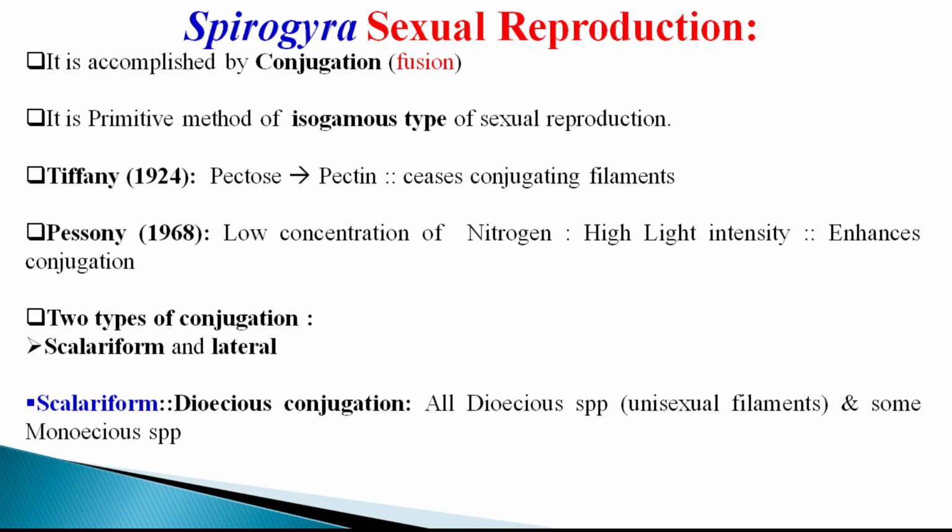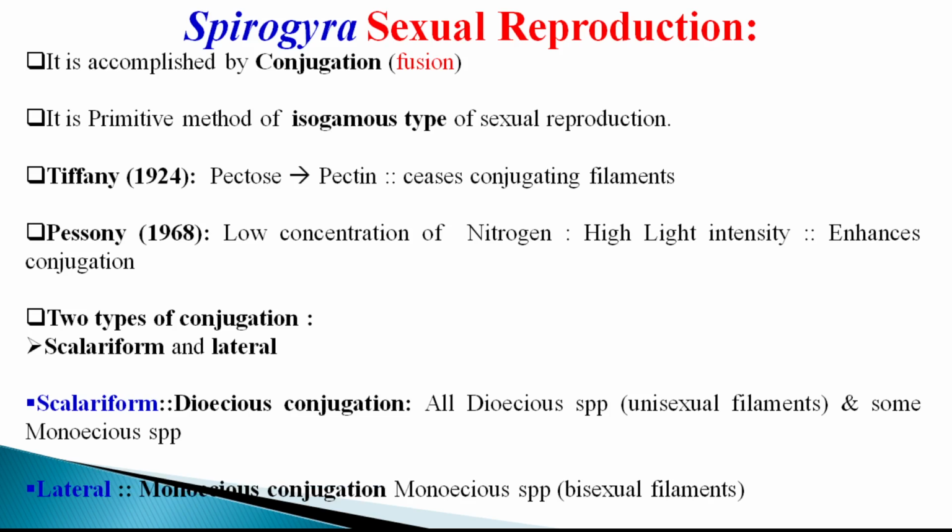Whereas lateral conjugation is rarely found and takes place between two adjacent cells of the same filament. It is also known as monoecious conjugation, that means filaments are bisexual. So when we talk about the very first type of conjugation, that is Scalariform, or sometimes it is called lateral conjugation.